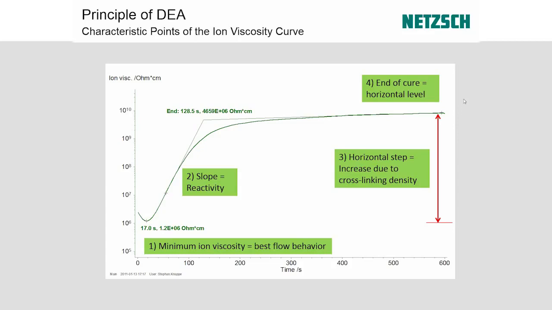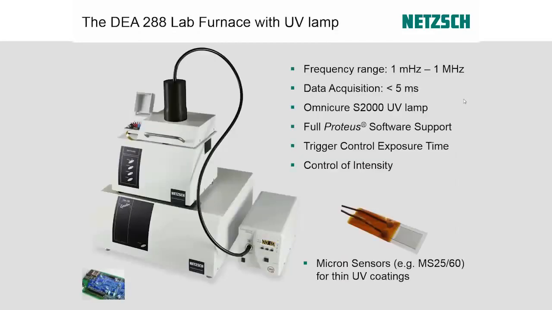Now, the reason that this ion viscosity increases as we react is that it becomes more difficult for ions to pass from one side of the electrode to the other. And with more crosslinks, there's more resistance to that flow.